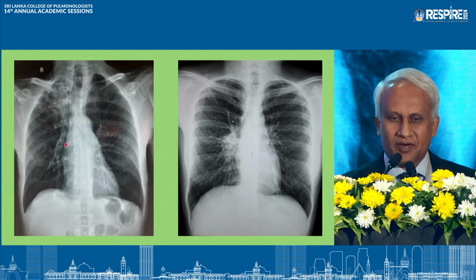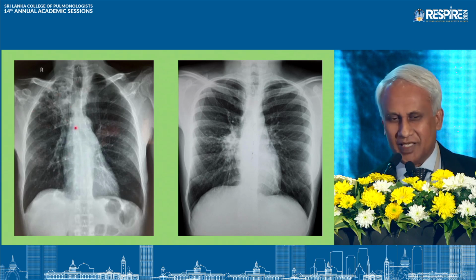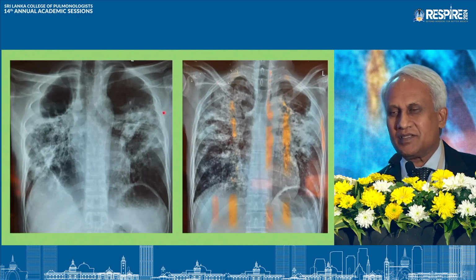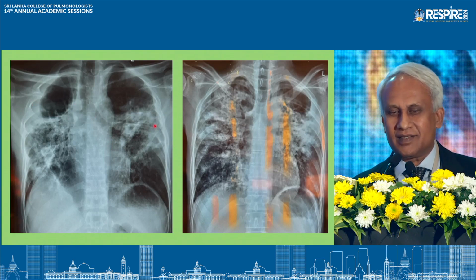Right, these are some of our TB patients. It is very important to diagnose PTB early. So it is again young patients with TB. And this is what happens if you don't diagnose TB early: bilateral cavities, bilateral opacities.